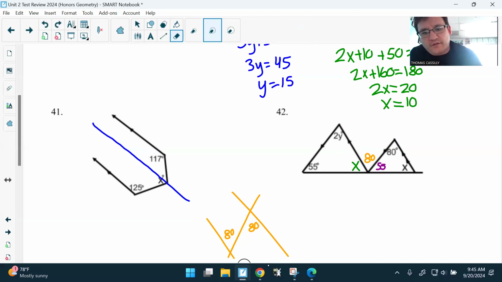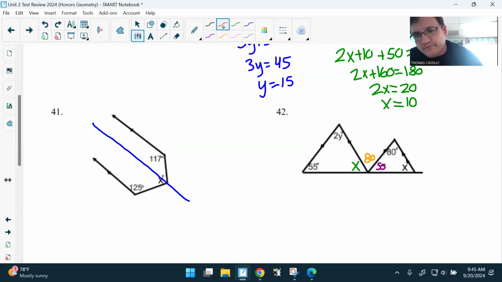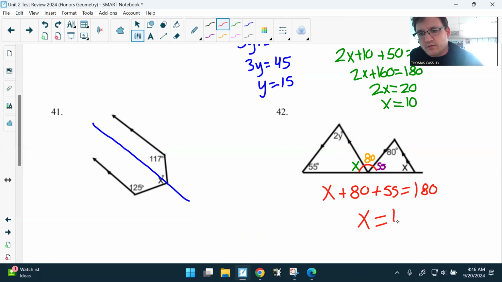If you look at those three things right there, they make a straight line. Those three angles are supplementary. So we can say X plus 80 plus 55 equals 180. So combining your like terms, subtracting everything over to one side, we are going to get X equals 45 on this one.